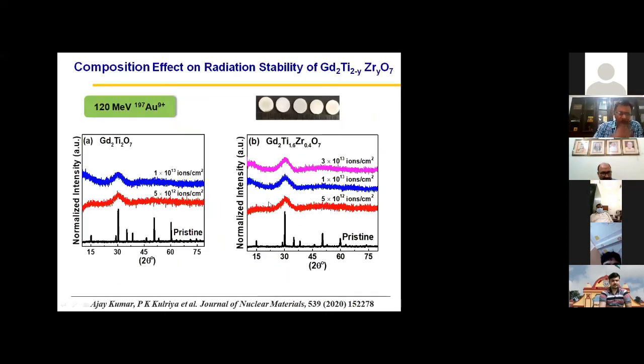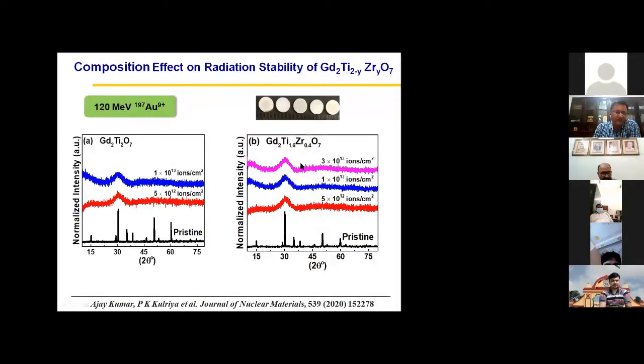Okay, so this one is in situ X-ray diffraction data of pure gadolinium titanium oxide. This one is the crystalline or unirradiated sample, and then this value, 5 times 10 to the power 12 ions per square centimeter, is the ion fluence. Basically, we can say this is the time. So you can say that we have irradiated the material for 10 minutes or so.